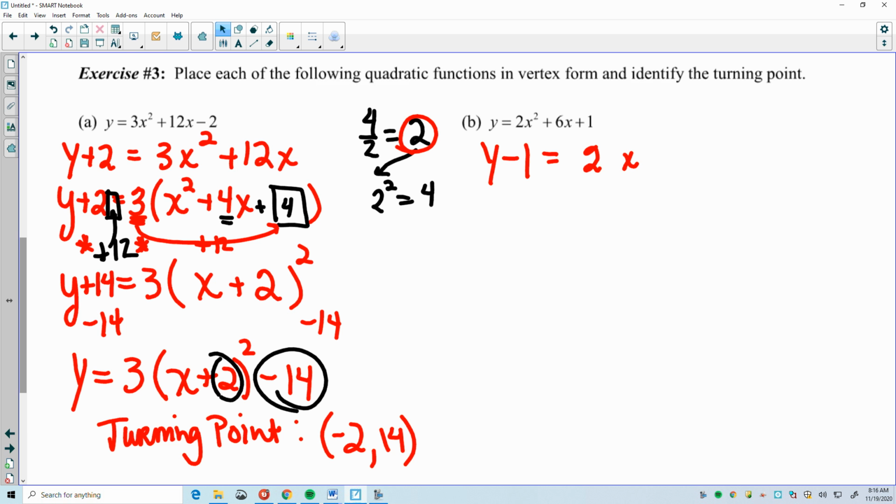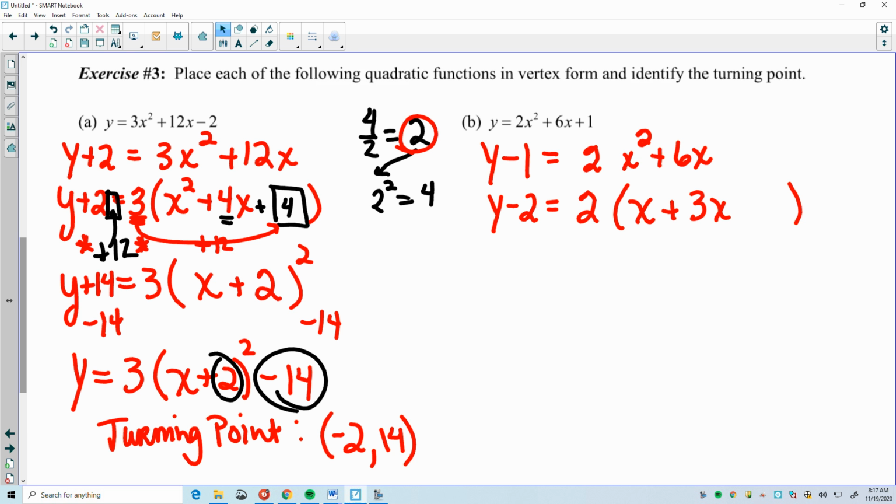So I have 2x squared plus 6x that's left. And if I'm looking at these two terms again, the coefficients I have are 2 and 6. I can factor out a 2. So we have to keep that 2 in mind when we are making our factors.